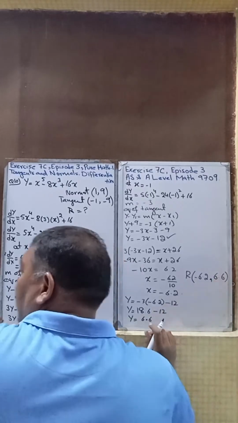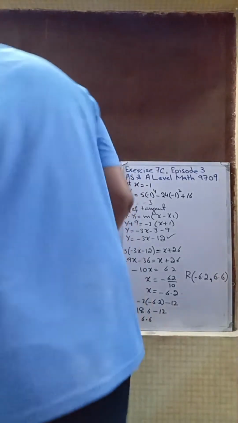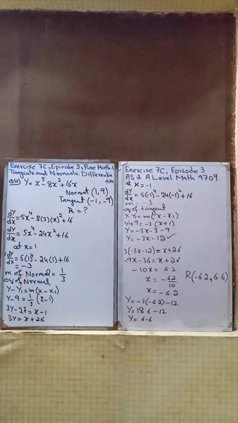So let me check if the answers are right. We think that the x value is minus 6.2 and the y value is 6.6. The book says the answer is minus 6.2 and 6.6. The answer is correct. So this is how we can solve question number 10.